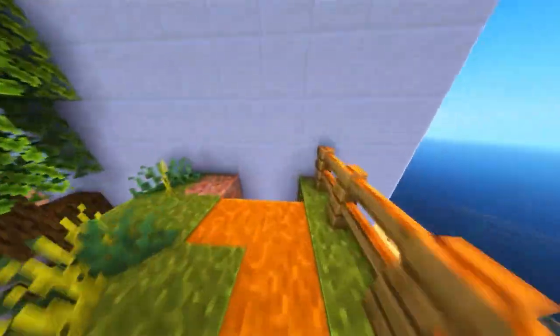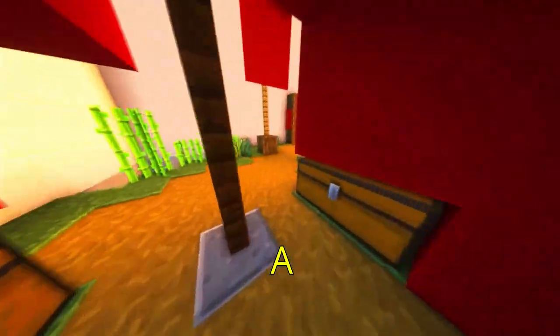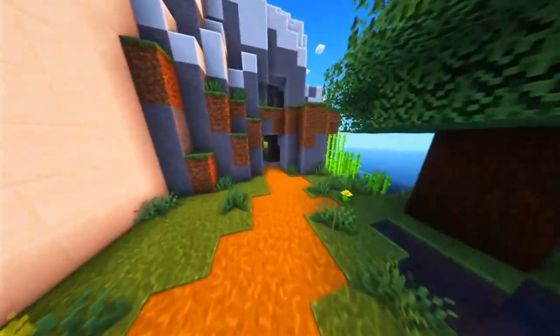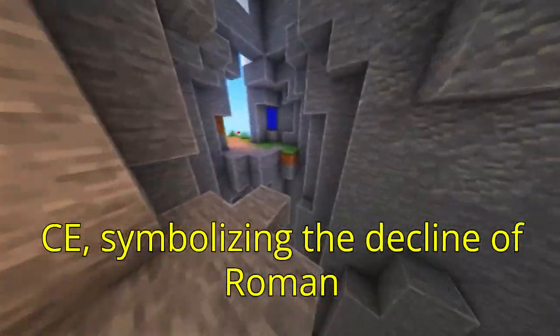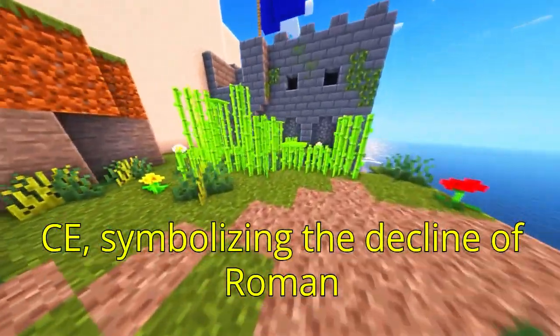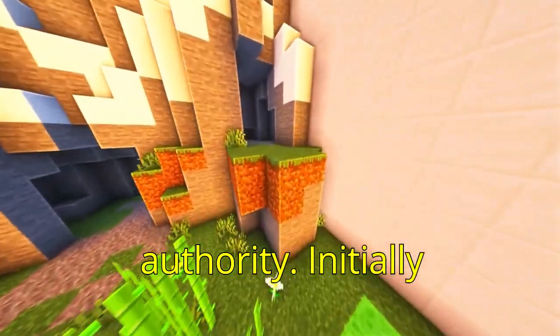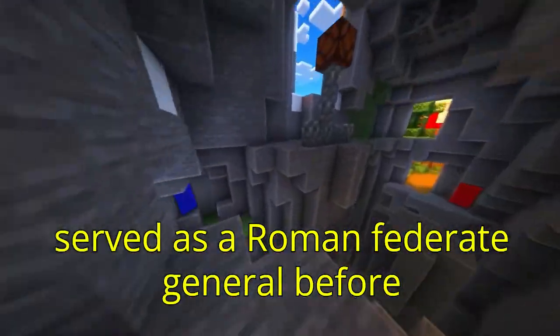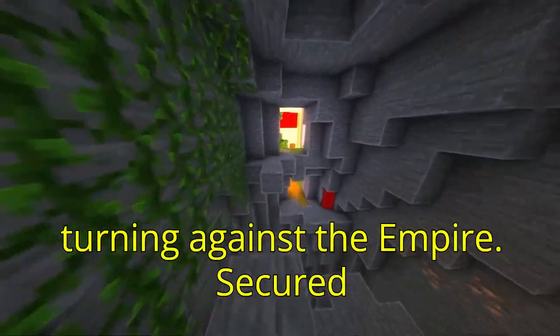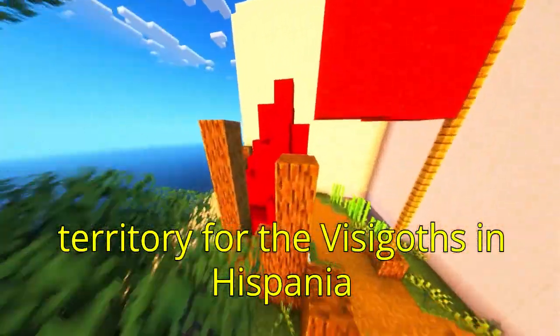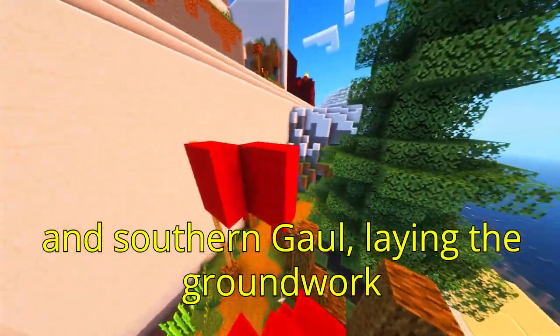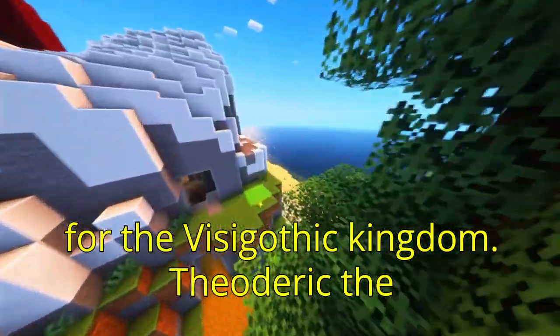Alaric I, c. 370 to 410 CE. Role: a Visigothic leader who sacked Rome in 410 CE, symbolizing the decline of Roman authority. Achievements: initially served as a Roman federate general before turning against the empire. Secured territory for the Visigoths in Hispania and southern Gaul, laying the groundwork for the Visigothic kingdom.